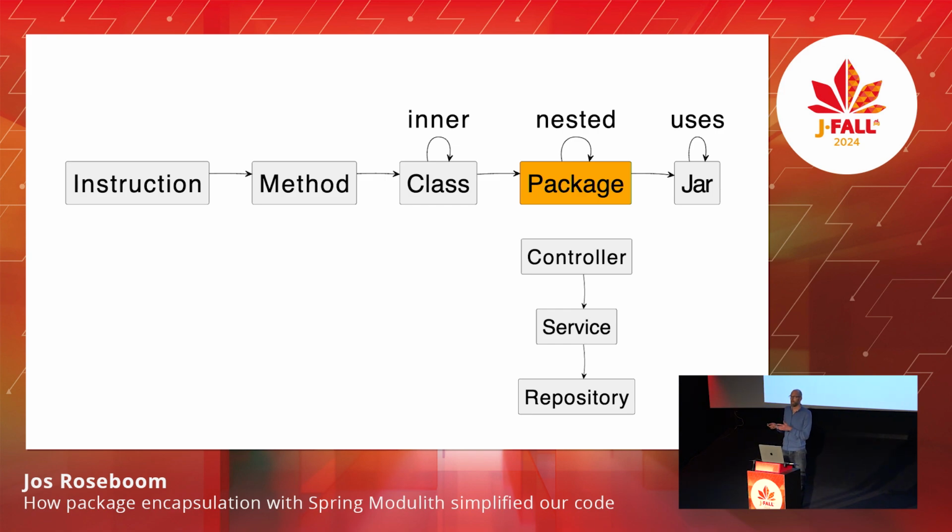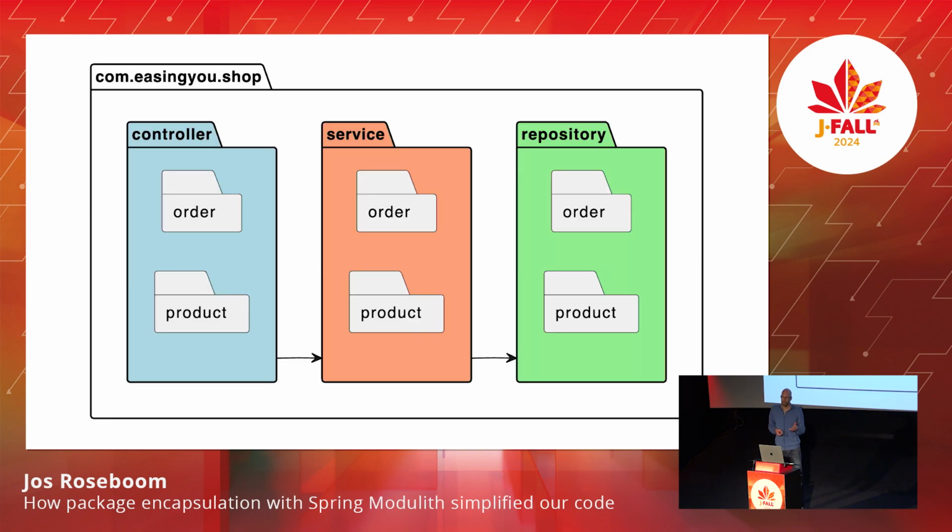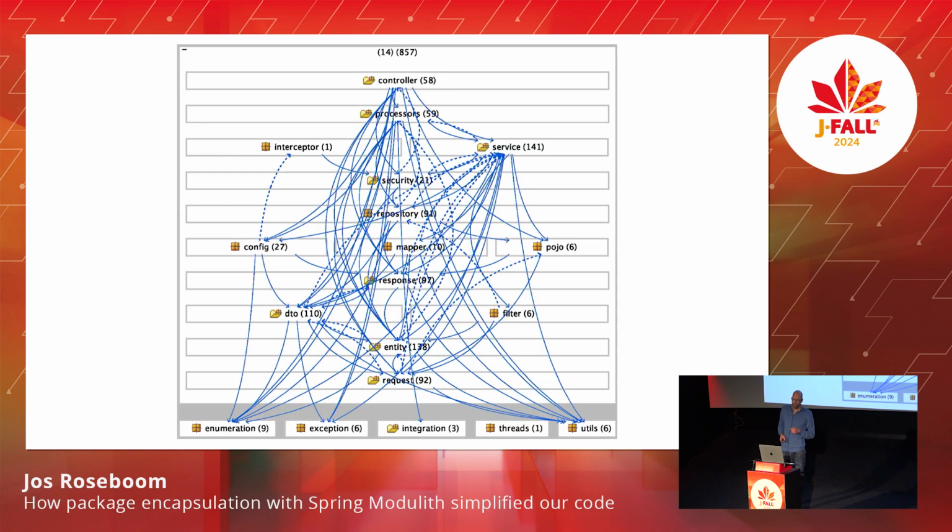Now, you might have a lot of services or controllers, so we use some sub-packages like this. We have an order and a product package. And then we're done with the really big packages. So we're back to small packages again, which is nice. But we're not really done there yet, because if you look at this picture, this is kind of how it was in our case.